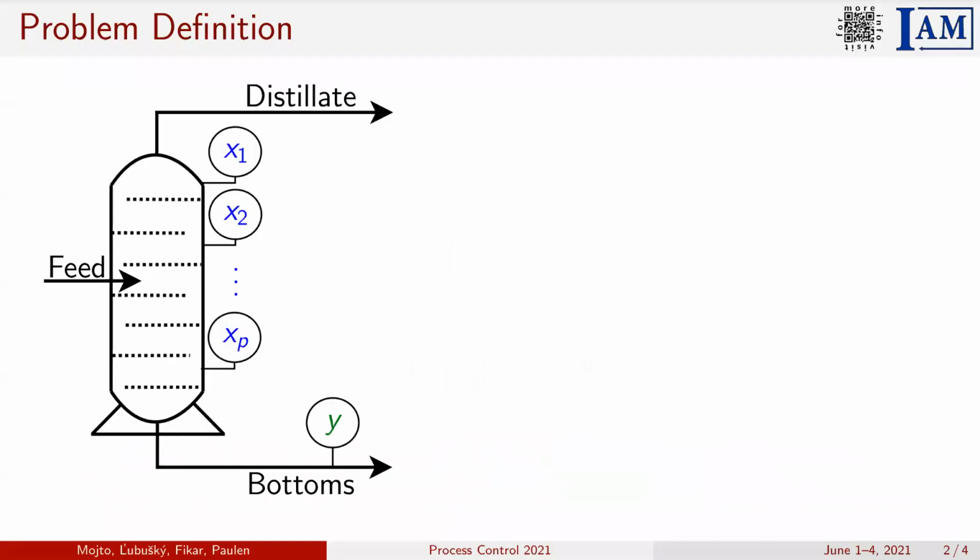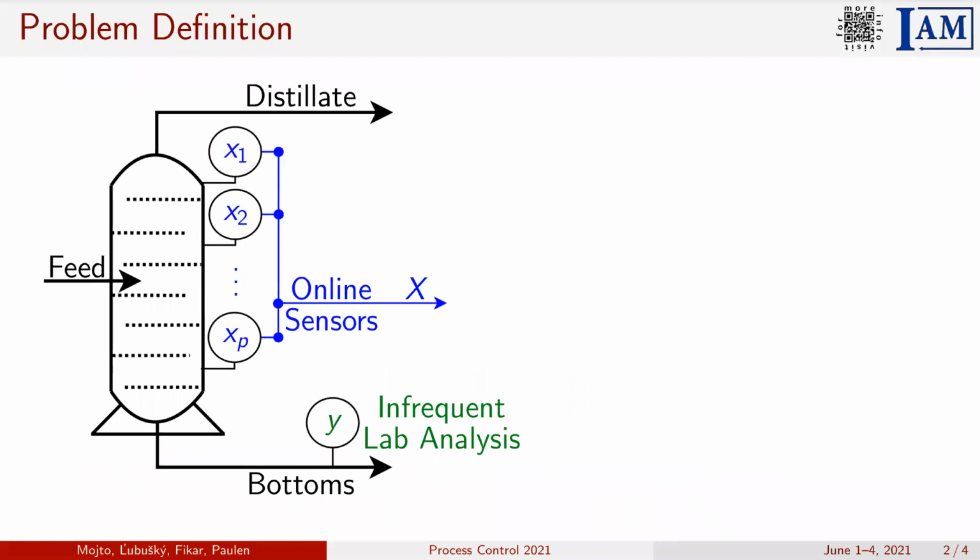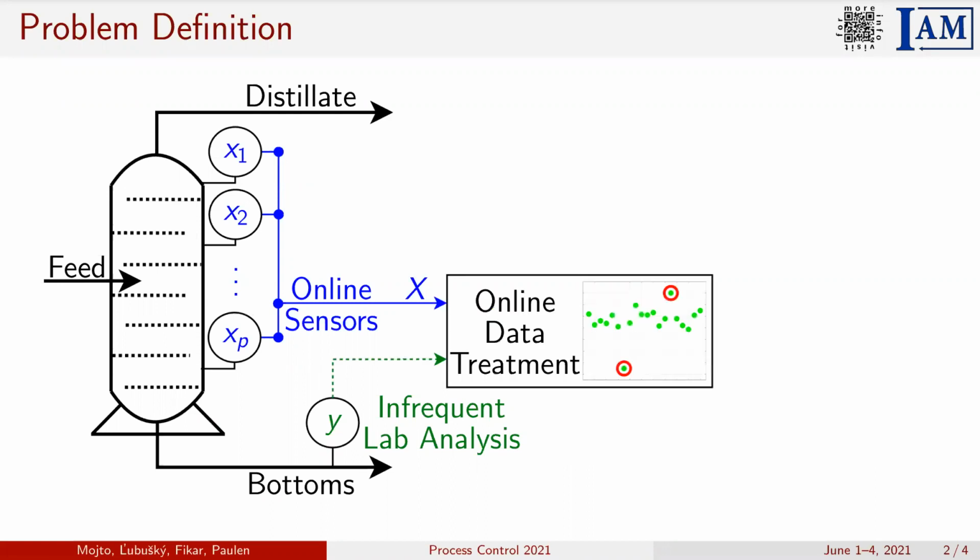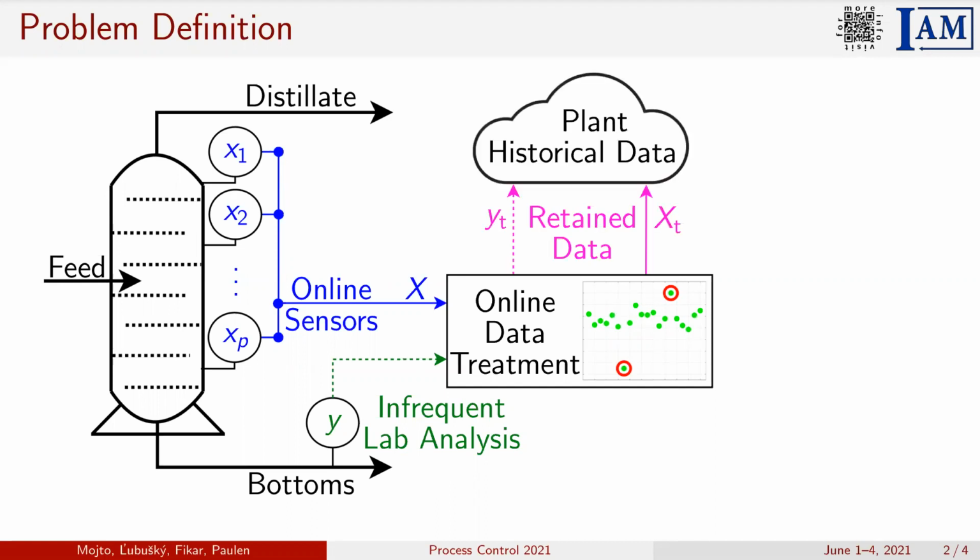So we have a plant with several online sensors providing frequent measurements of desired variables, and we indicate the composition of the plant product through infrequent lab analysis. The measurements from online sensor must undergo online data treatment procedure where systematic errors and outliers are indicated and removed from the measurements. Retained data is subsequently stored in the refinery database with the rest of the historical plant data.